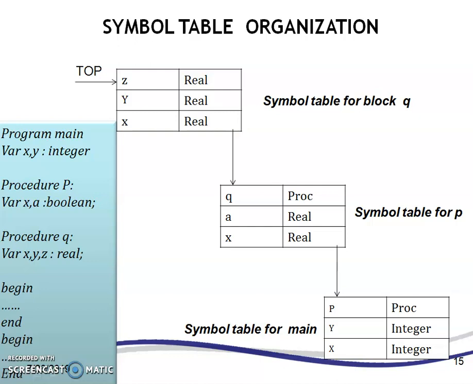As procedure Q is within procedure P, there is a special entry in the symbol table of procedure P for name Q. In the same way, there is another symbol table for block Q consisting of name entries X, Y, Z of type real.